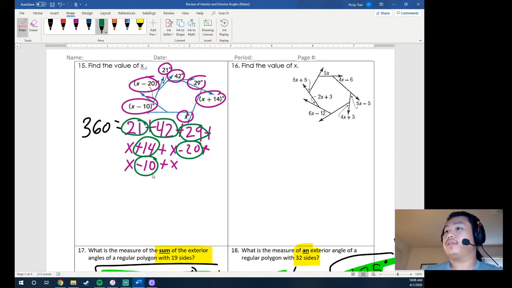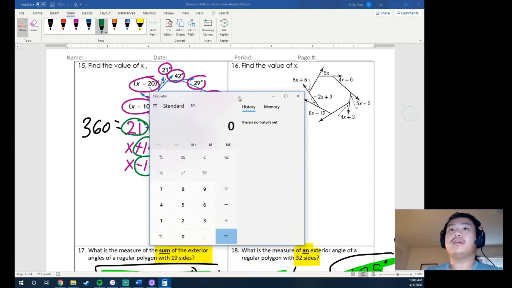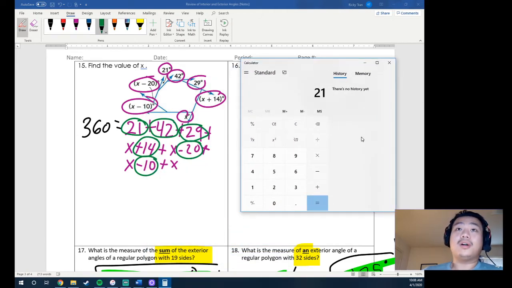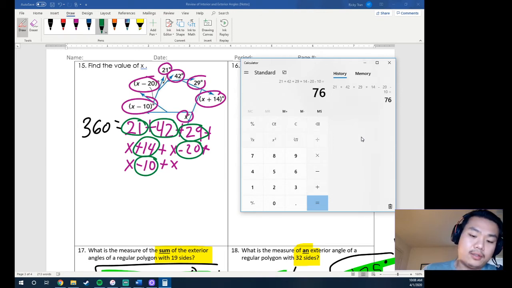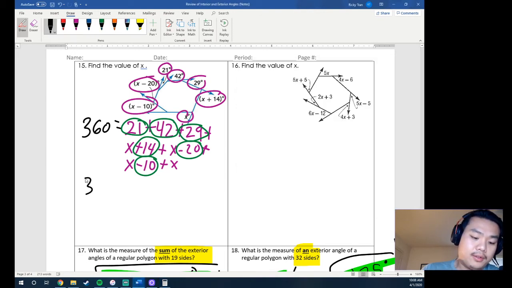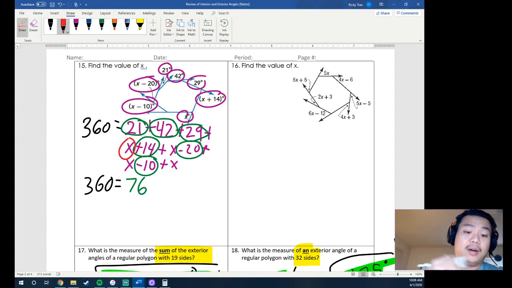I don't feel like mathing it. Let's pull out the calculator, guys. When in doubt, use a calculator. So 21 plus 42 plus 29 plus 14 minus 20 minus 10 is 76. So we have 360 equal to 76, then we add all the x's. We have x, x, x, x.